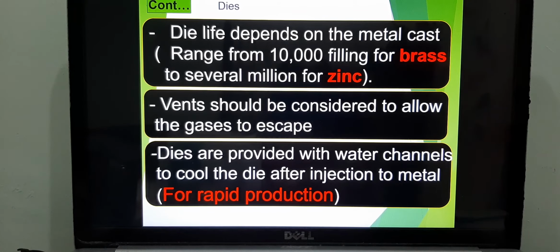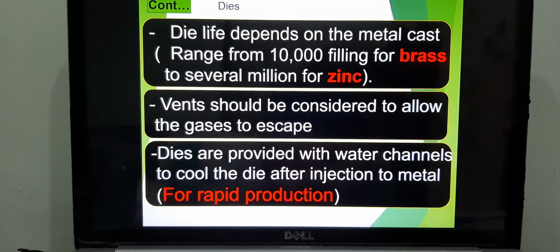A die or metal mold is much better than sand casting, because in sand casting you need to keep reconstructing the cope and drag over and over again. Here you already have a ready-made metal mold, and you can reuse the mold over and over again without having to construct anything from scratch. And moreover, the most important thing about this die is it has a very long lifespan. The lifespan can range between 10,000 parts for brass to several million parts when you use zinc as the base metal to make the mold.